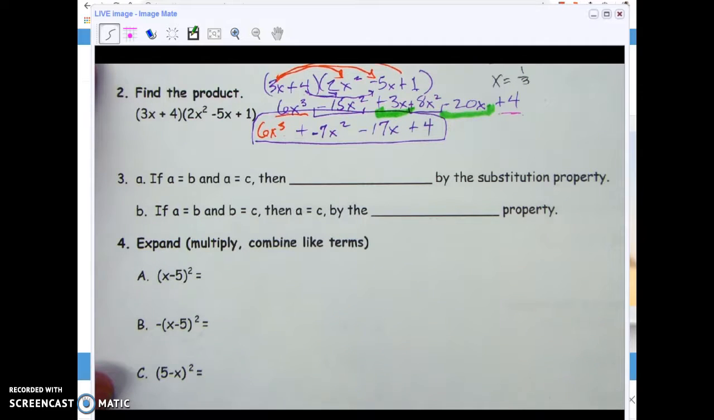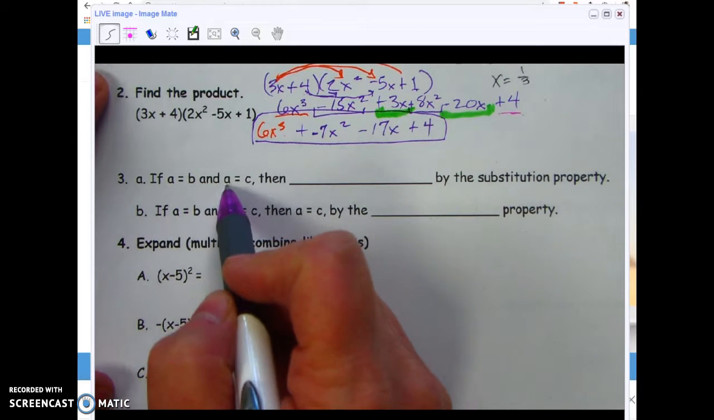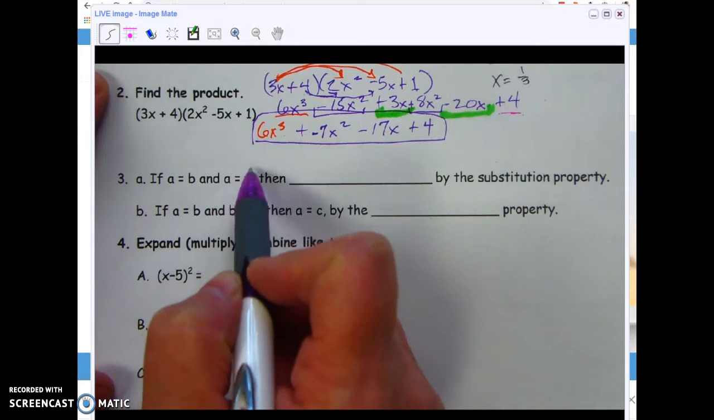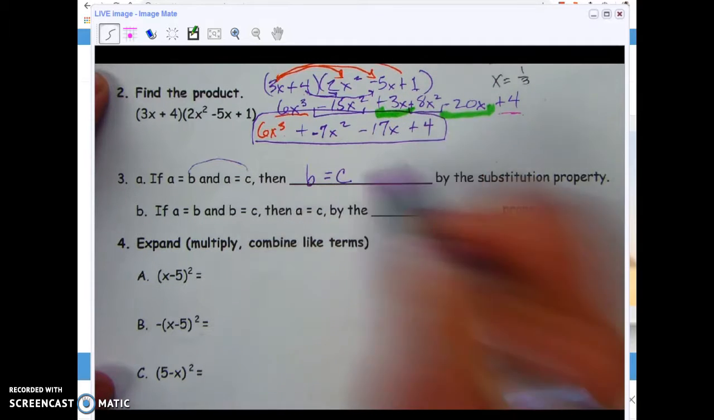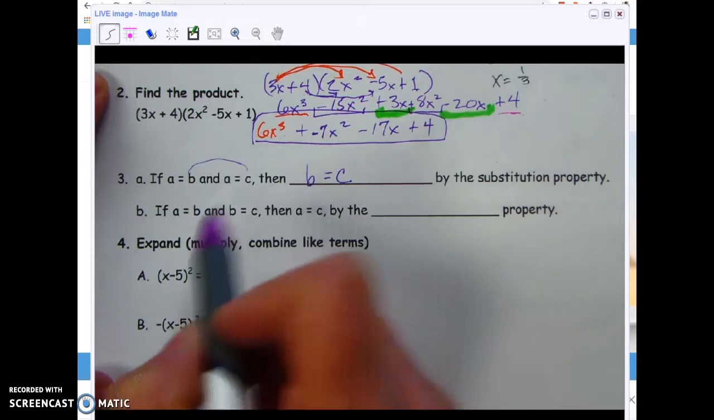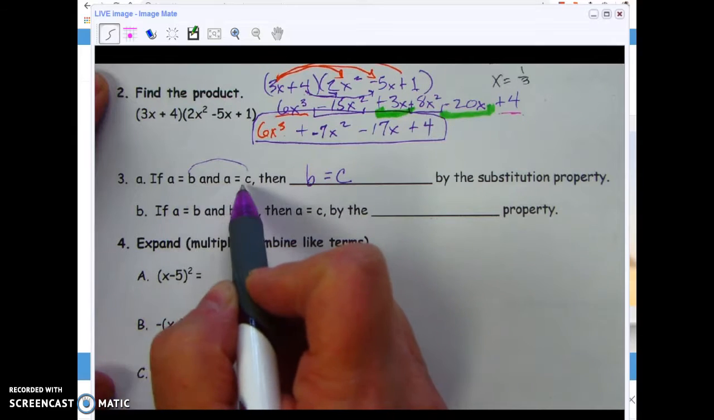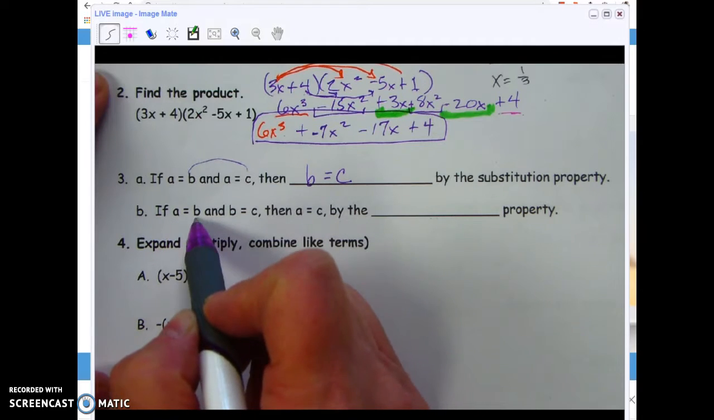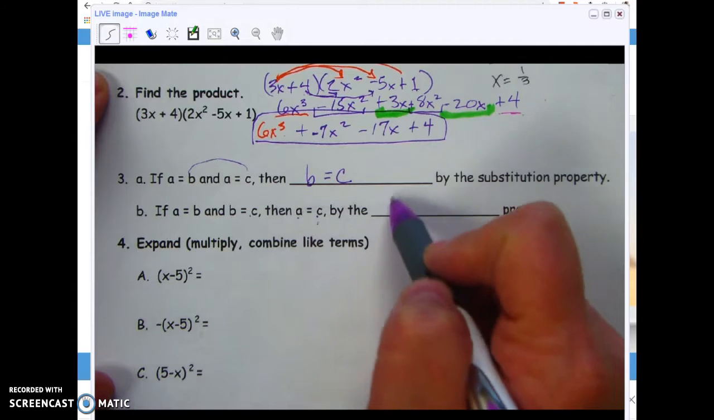Okay, now we're going to go on to question number 3. And this is just our properties of equality. If a equals b and a equals c, then b equals c by substitution. So substitution, when something is equal to something else, I can switch those. Then if a equals b and b equals c, then a equals c. What property states that? Transitive.